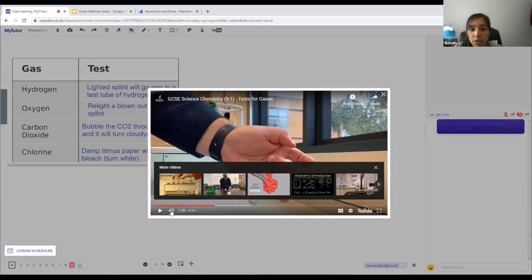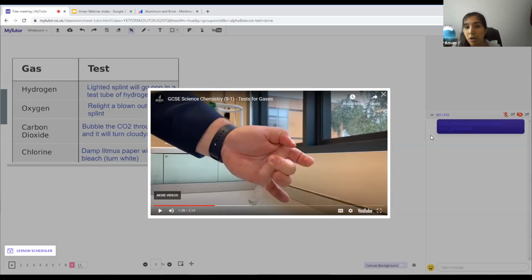So what I'm going to do is leave the link. It's in the chat anyway, but I'll send it to you all in the chat box in a second so you can listen to that in your own time. You'll be able to hear a squeaky pop when he adds the glowing splint to the test tube of hydrogen. Someone's asking me what effervescence is. Effervescence is a fancy word for bubbling, and usually if you see effervescence, there is a gas produced, most commonly hydrogen.